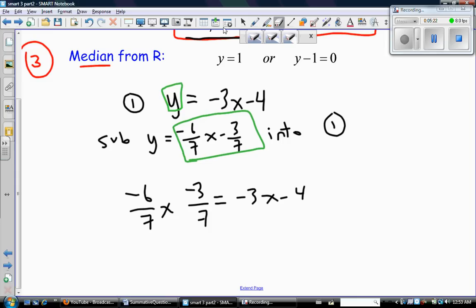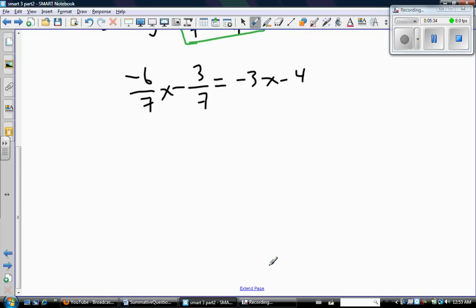And I wrote something a little funny, so let me fix. That minus sign should be a subtraction sign. There we go. So now that I've done that substitution, I'm left with one equation with one unknown called x. And now I'm going to solve for x.